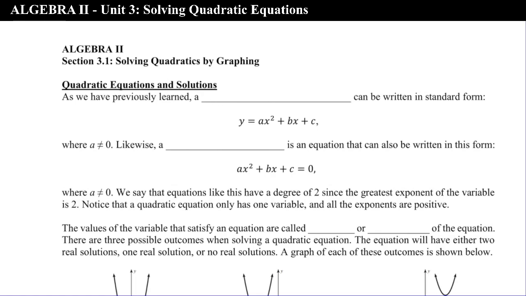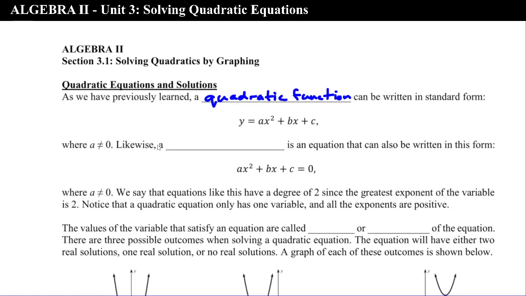So what we have here is a quadratic function that is expressed in standard form. This quadratic function is written as y equals ax squared plus bx plus c. The x squared term gives us our quadratic term, the bx term is our linear term, and c is our constant. And a cannot be 0, because if a is 0, then the quadratic term goes away, and we're left with bx plus c, which is just a linear equation.